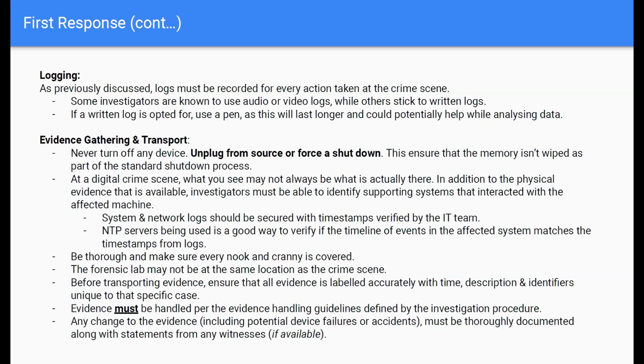Evidence must be handled per the evidence handling guideline defined by the investigation procedure. Again, that leads back into the methodology that I described earlier. Again, if it helps, just have a printout. I'm sure it works, but that's that. Any change to the evidence, including potential device failures or accidents, must be thoroughly documented along with statements from any witnesses if available.